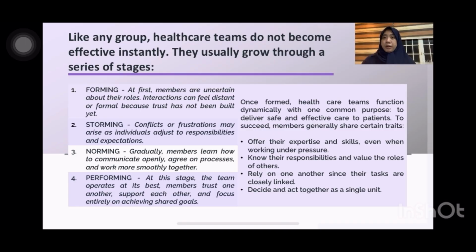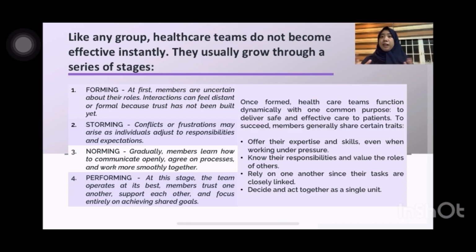2. Storming. Conflicts or frustration may arise as individuals adjust to responsibilities and expectations. 3. Norming. Gradually, members learn how to communicate openly, agree on process, and work more smoothly together. 4. Performing. At this stage, the team operates at its best. Members trust one another, support each other, and focus fully on achieving shared goals.